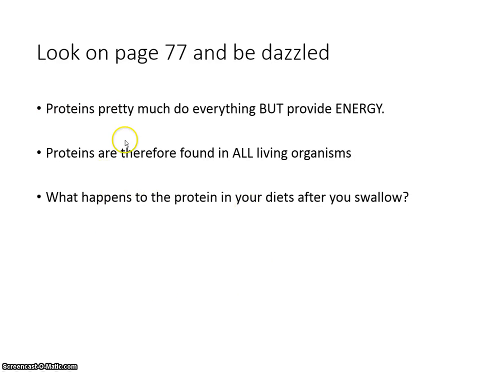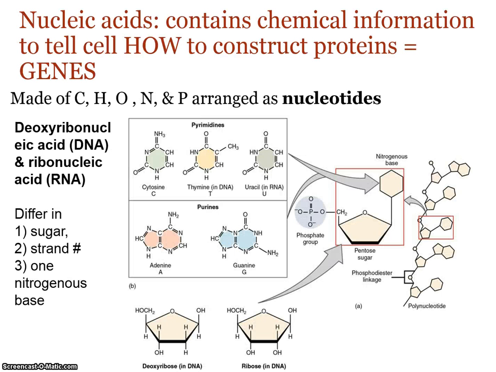All right? And so I refer you to page 77 in the book, and note all the things that proteins do. They do pretty much everything but provide energy. They are found in all living organisms. They are fundamental to life. And I say, what happens to the protein in your diets after you swallow? Well, your digestive system breaks them down to amino acids, and then they are moved into your blood in absorption. They move through your body. The cells pick them up, and the cells rearrange them into anything they want to. Your cells are always doing protein synthesis and all kinds of different protein synthesis.